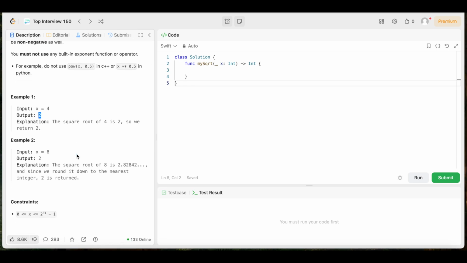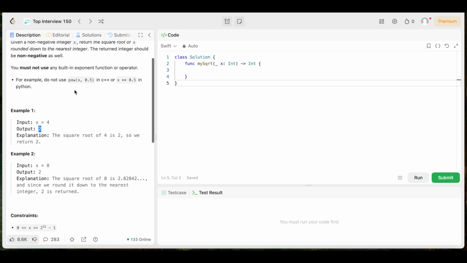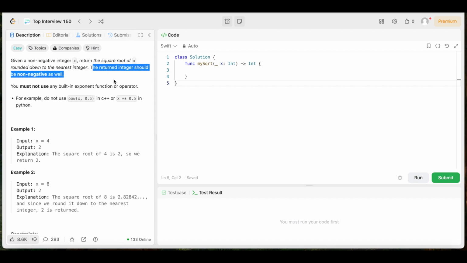Let's look at example 2 as well, where the output will be a double, right? And we're going to have to round, because it says up here, oh, right here, rounded down to the nearest integer. Return the square root of x rounded down to the nearest integer.